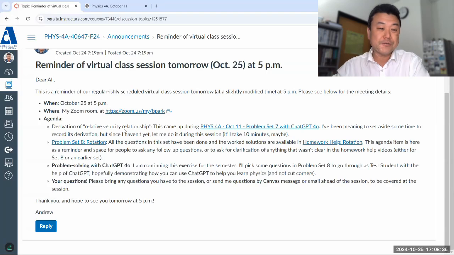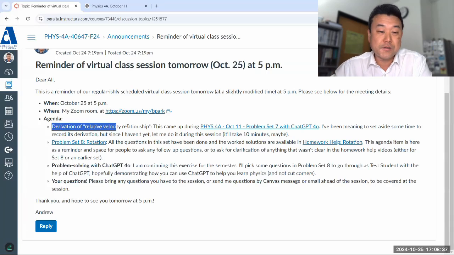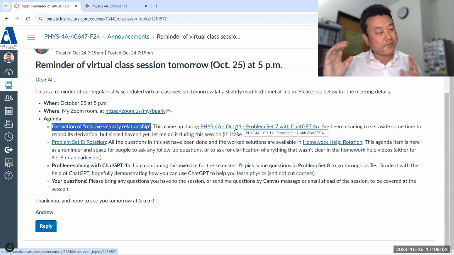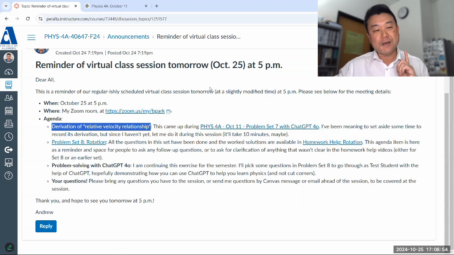And what I want you to do was to do the derivation of the relative velocity relationship. It's something new I've learned from ChatGPT apparently. So during the October 11th session, it came up. I was pretending I'm having trouble with algebra. So I was asking ChatGPT, how do I do this?